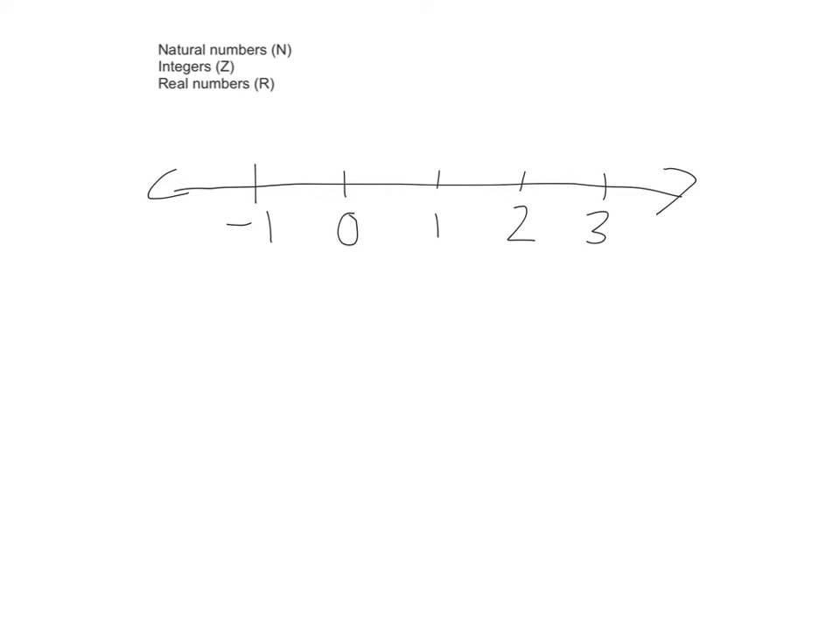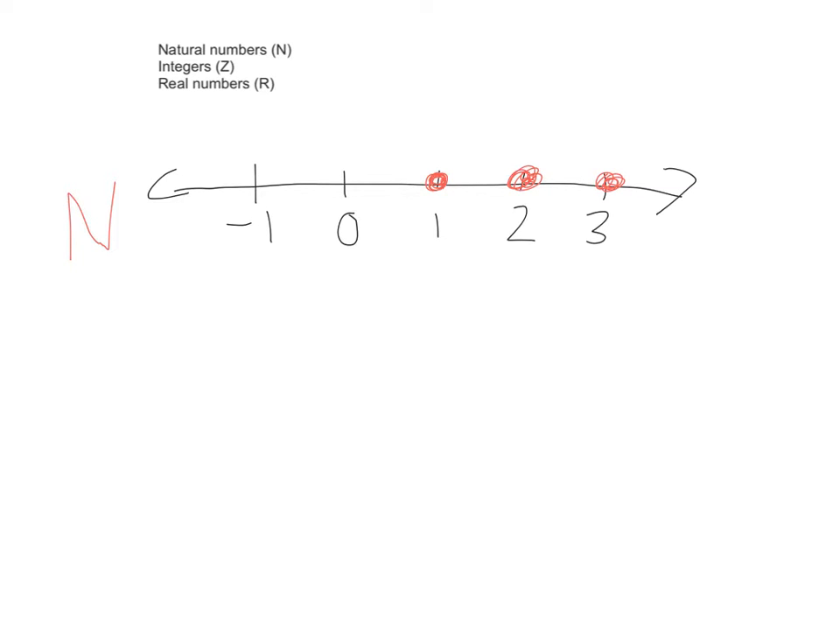So if we were then to look at a number line, and let's say we have a number line like so, and let's just start it at minus 1, 0, 1, 2, 3. If we were to mark on this number line our natural numbers, it would be like this here. So you'd be only shading in natural numbers.